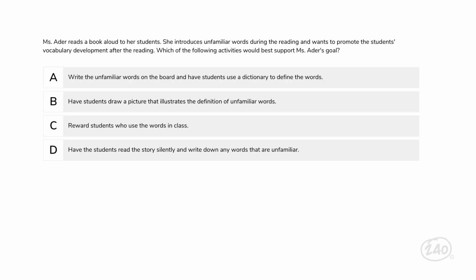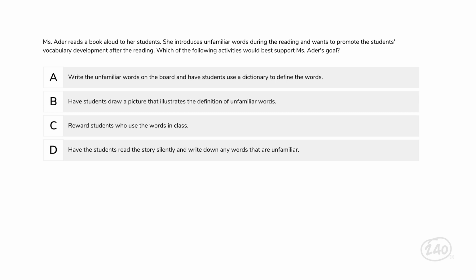For the next one, let's check out what one of those vocabulary questions might look like. Miss Ader reads a book aloud to her students. She introduces unfamiliar words during the reading and wants to promote the students' vocabulary development after the reading. Which of the following activities would best support Miss Ader's goal?